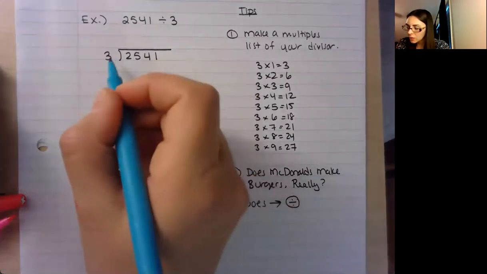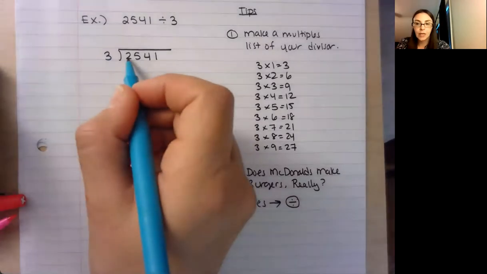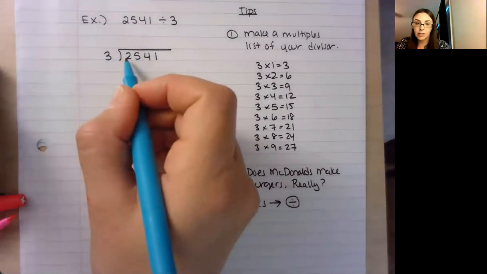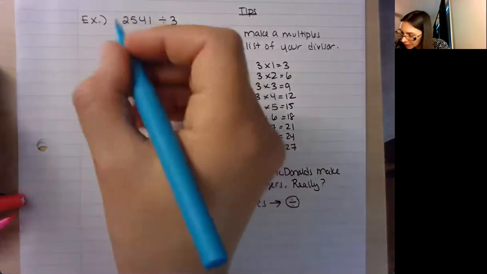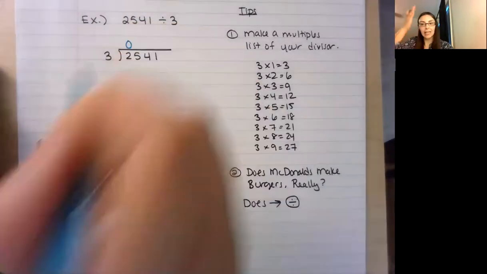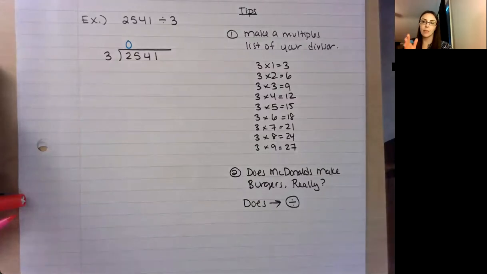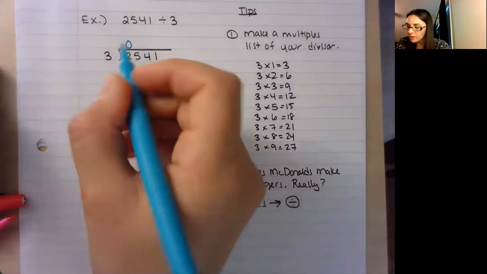So does 3 divide into 2? It doesn't. 2 is too small. 3 cannot fit into 2. So what I like to do is I will put a 0 above it just to stay in order. You need to stay lined up when dividing. So 3 does not go into 2. Now I do 25.